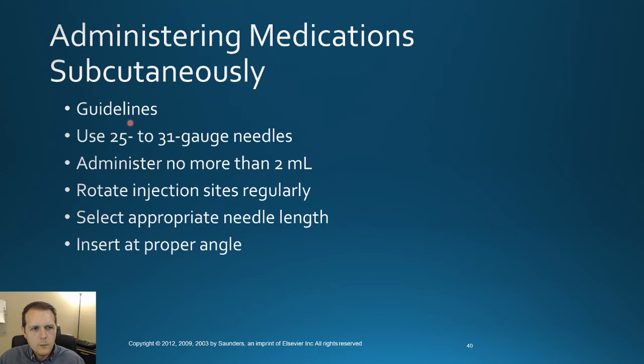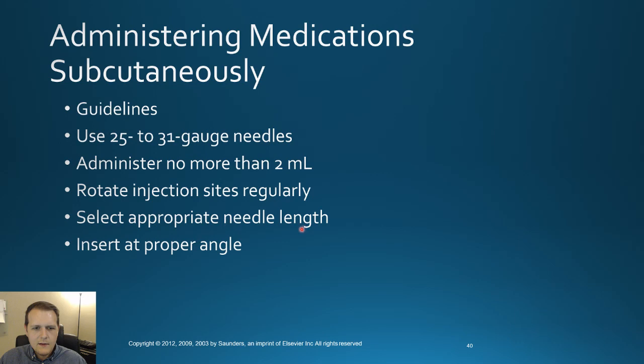And again, you want to follow your typical guidelines for doing this by using higher gauge needles, say 25 to 31, so pretty fine gauge here. And then typically 2 mLs is a max. You may see a little bit more in some cases, but 2 mLs is a pretty good rule of thumb. And as I mentioned, rotate injection sites. These are going to be things that patients may be administering multiple times a day, like insulin or heparin, and so you want to make sure you don't use the same site over and over again.